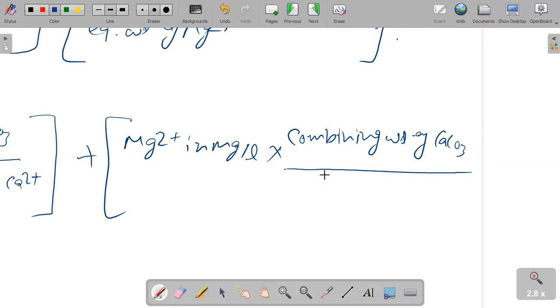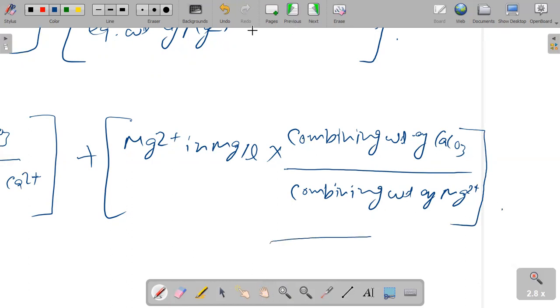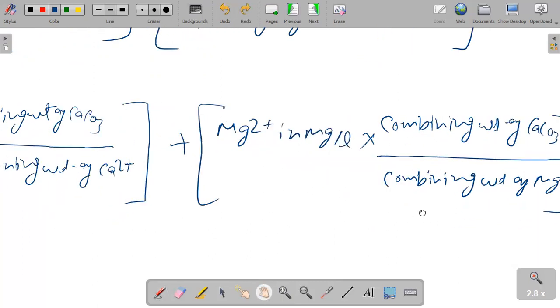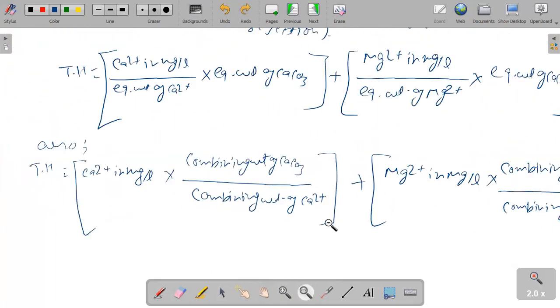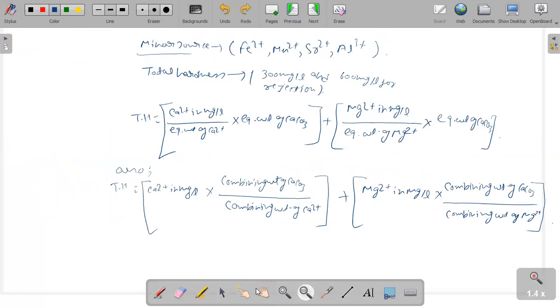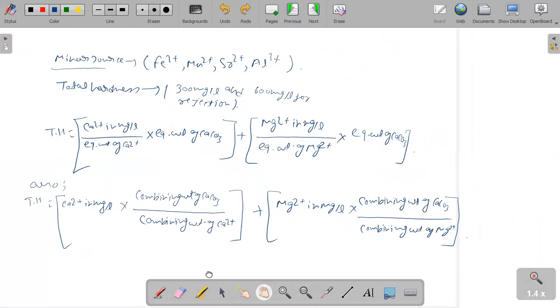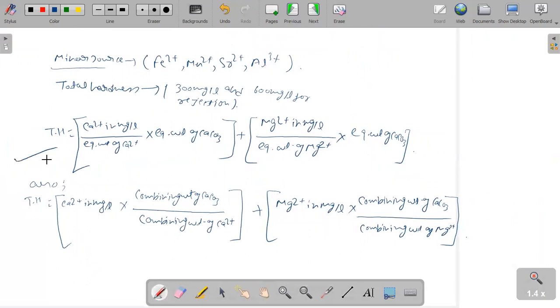upon the combining weight of Mg2 plus. So this is one more formula to find total hardness. Yeah, these two formulas to find total hardness. Okay.